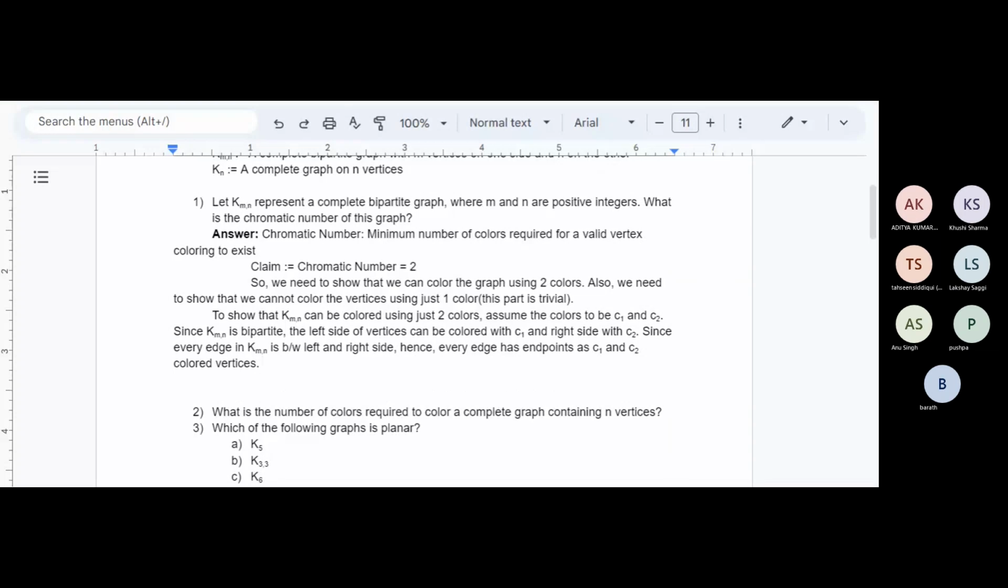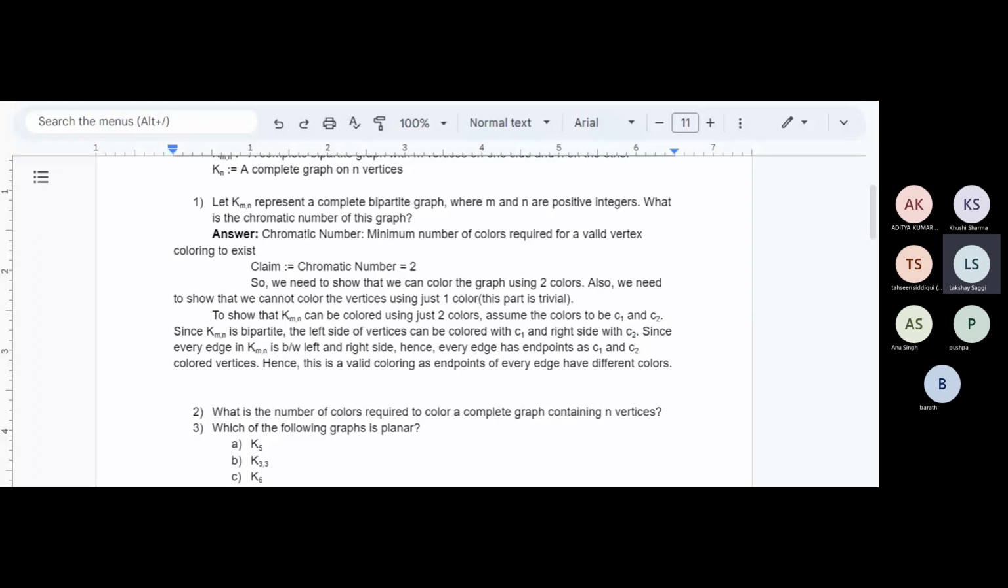That's the definition of a valid coloring, right? That the endpoints of every edge should have different colors. And what we have just shown here is that if we color the left side with C1 and the right side with C2, every edge will be between the left and right side only, since it's a bipartite graph. So every edge will have one endpoint from the left side, colored C1, and one from the right side, colored C2. Hence this is a valid coloring, and the endpoints of every edge have different colors.